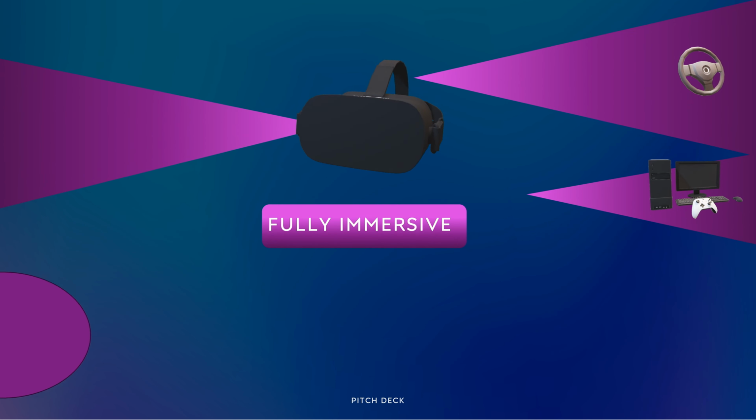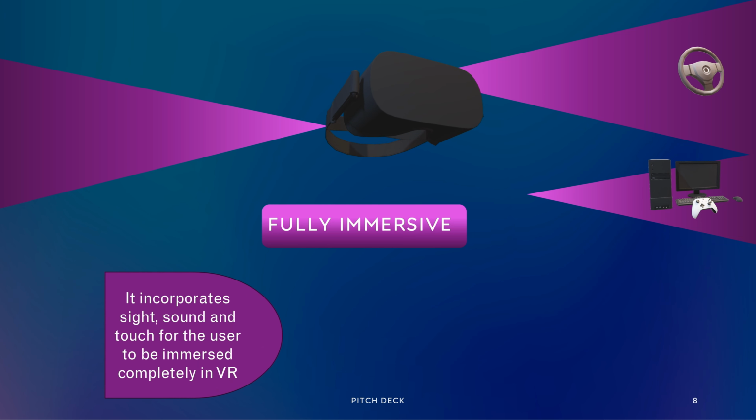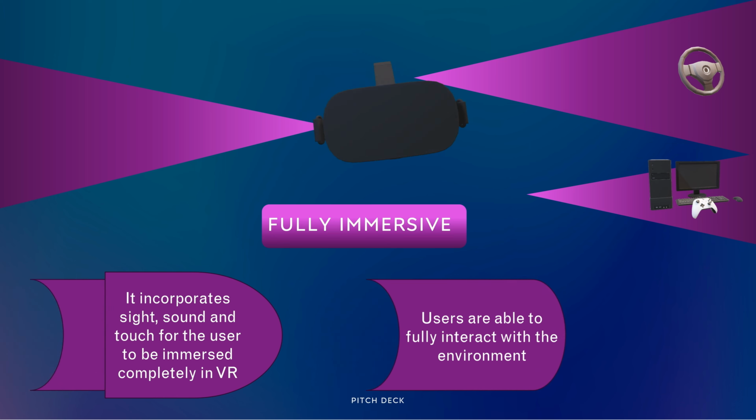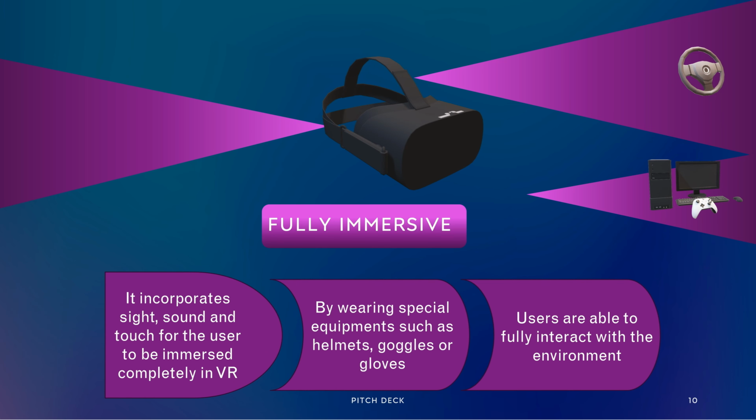The last one is fully immersive. It incorporates sight, sound, and touch for the user to be immersed completely in VR. Users are able to fully interact with the environment by wearing special equipment such as helmets, goggles, or gloves.